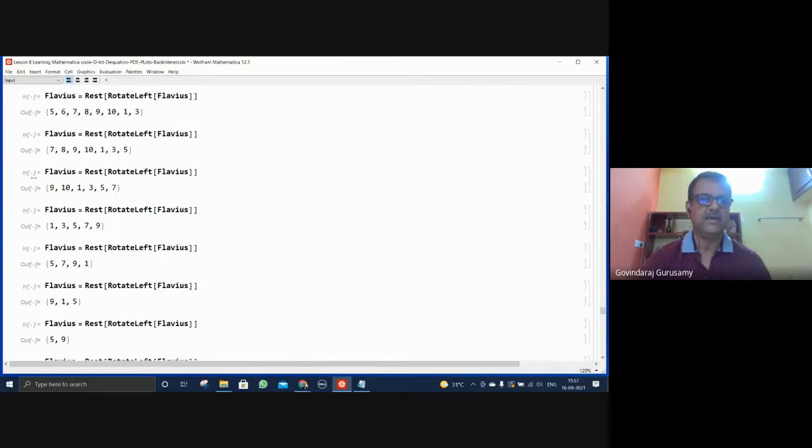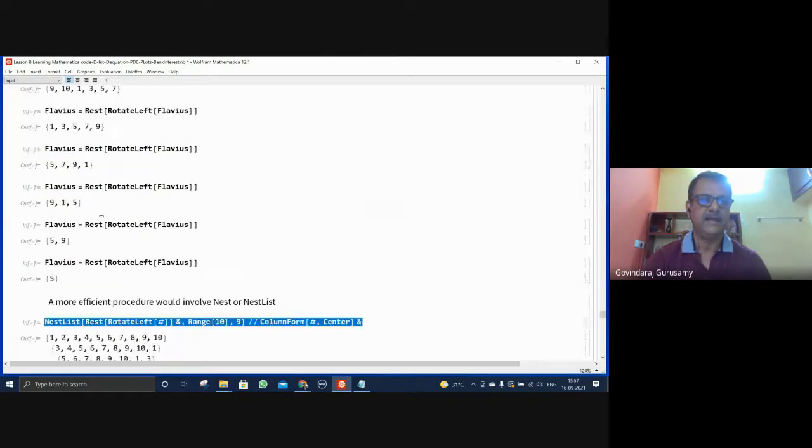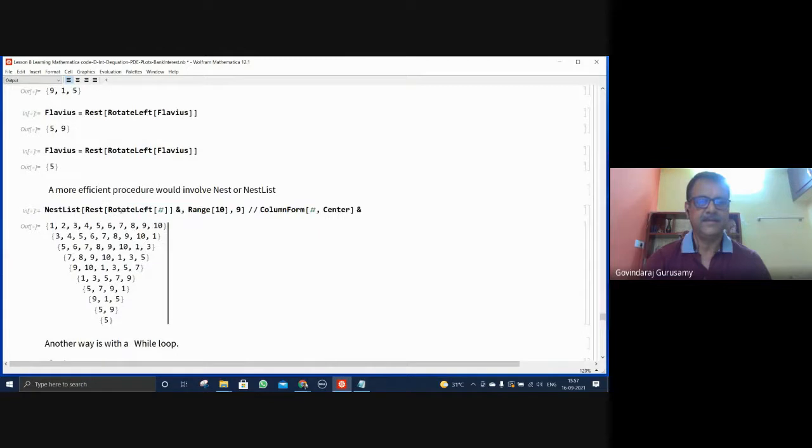One line, what has been written in 10 different lines. See, rotate, hash, and range 10, and then NestList. And this number 9, what does it mean? You have to look into that. It's not something very difficult to locate, and you will see. Then column, hash, center, and column form you are writing it. You can see this is the column you are writing it.